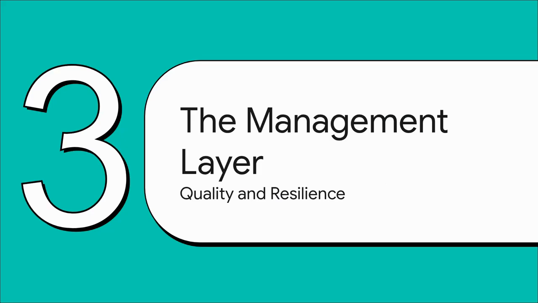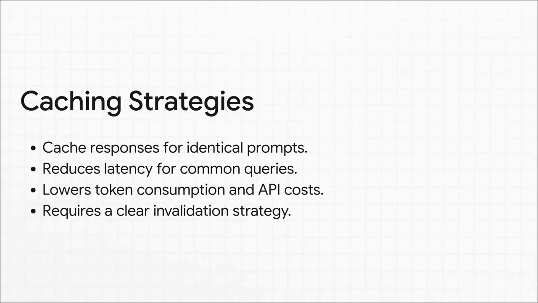Okay, we've placed our AI, and we know how we're going to talk to it. But to make this thing truly enterprise-ready, we need to build a rock-solid management layer around it. Honestly, this is what separates a cool tech demo from a real production-grade system that's resilient, performant, and importantly, debuggable when things go wrong. Let's start with a really easy win, caching.